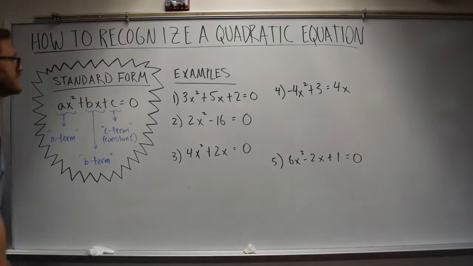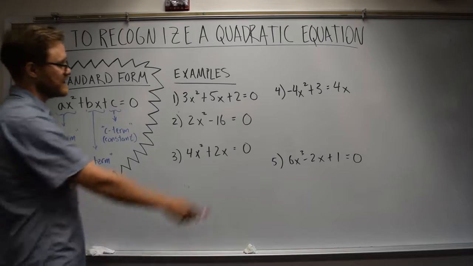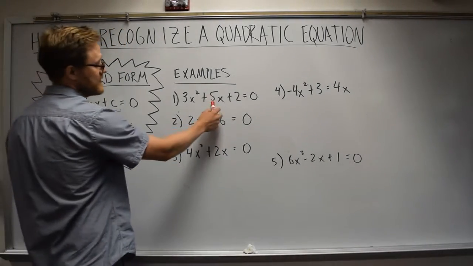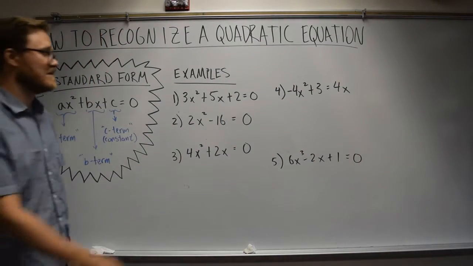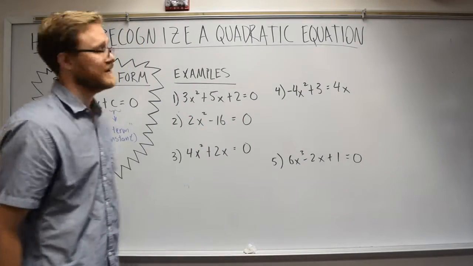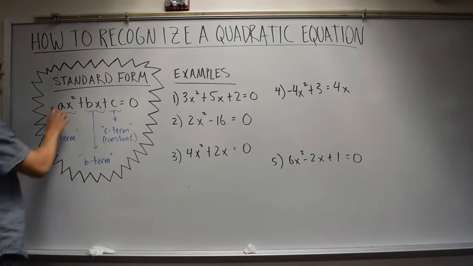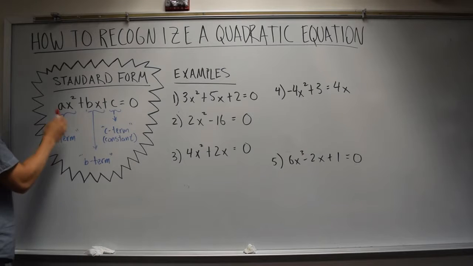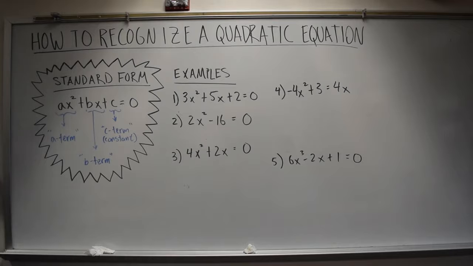And in our standard form, this 3x squared is going to be our a term, or ax squared. Our second term, 5x, is a linear term, and we refer to this as the b term. And then our last term, 2, is our constant, and we refer to this as our c term. You should know standard form, and you should have this memorized. Most teachers will actually refer to these different terms as the a term, the b term, and the c term.